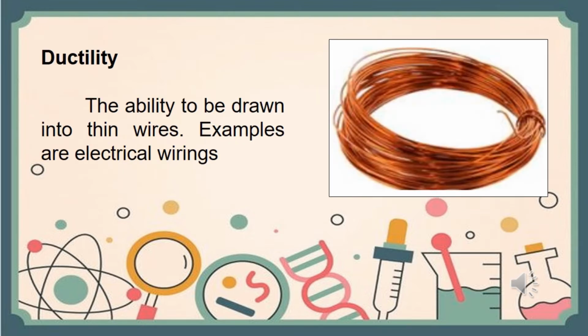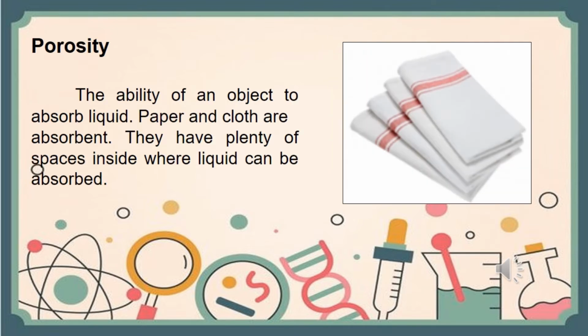Another is ductility. Ductility is the ability to be drawn into thin wires. Examples are electrical wirings. And for the last one is porosity. Porosity is the ability of an object to absorb liquid. Paper and cloth are absorbent. They have plenty of spaces inside where liquid can be absorbed.